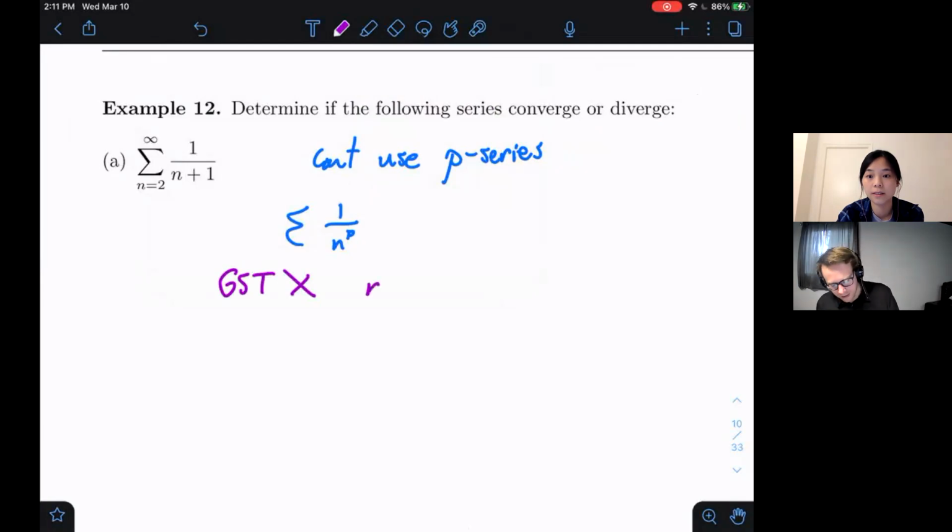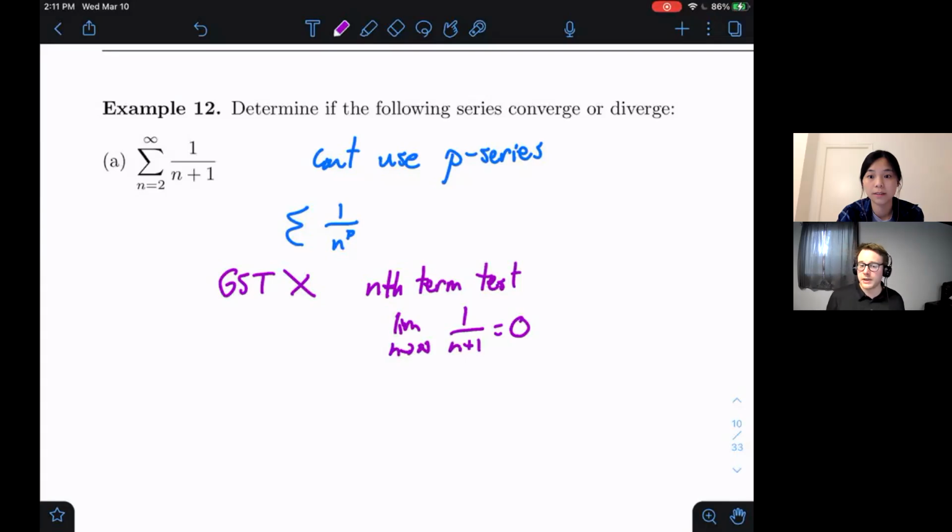Then you could think about the nth term test for divergence. So nth term test. And if you took the limit of just the items on the list, 1 over n plus 1, this goes to 0. So remember, the nth term test is inconclusive if it goes to 0. Maybe it converges, maybe it diverges, we don't know. But the big thing is that the nth term test can't be used for this.